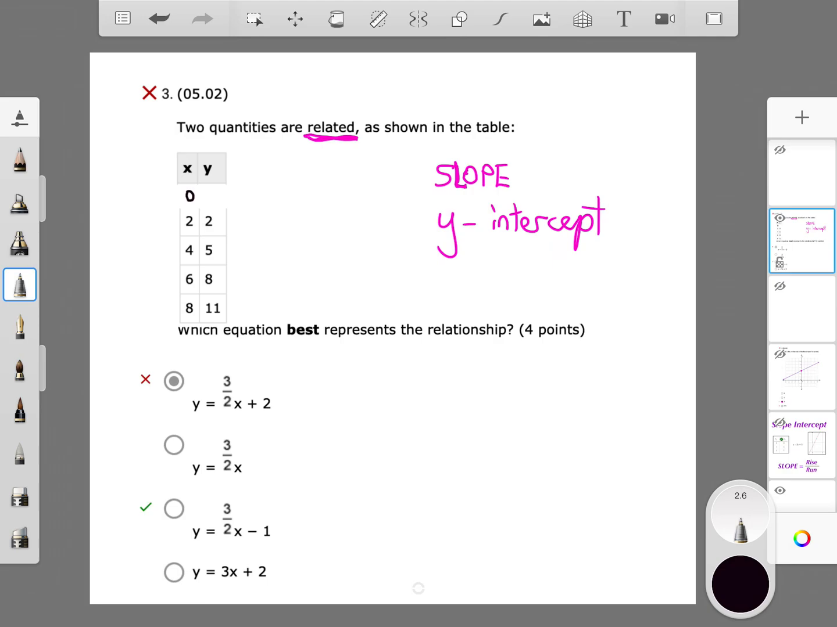Well, we should go and see, is there a pattern to the y's? 2 to 5, that's a jump of 3. 5 to 8, oh, jump of 3. 8 to 11, jump of 3. There we go. So if 2 minus 3 takes us down to negative 1. When x is 0, y will be negative 1. That is our y-intercept. So right away, I know whatever else I have for the equation, at the very end, it's going to be minus 1.